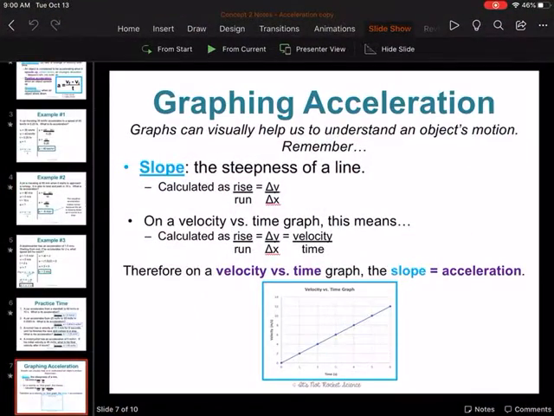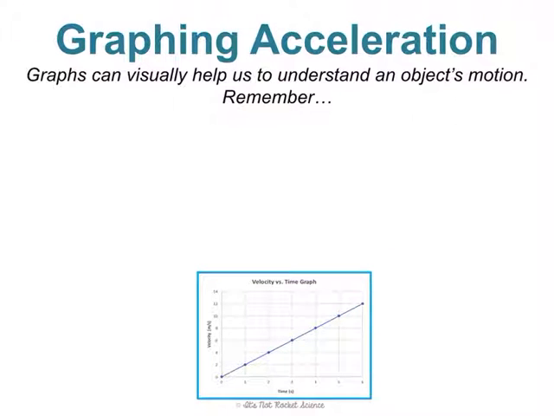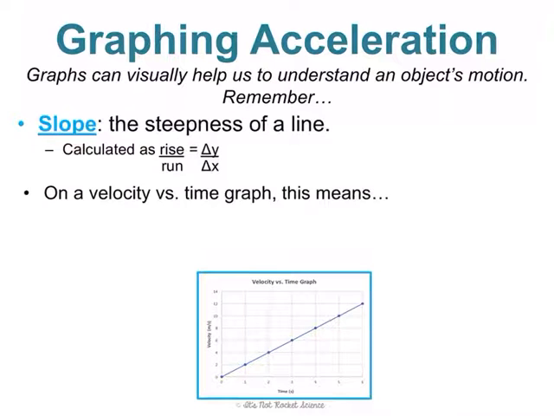Alright guys, so today we are going to start talking about what it looks like when we graph acceleration. So we've talked about distance versus time graphs already, but now we're going to talk about velocity versus time graphs. So in a velocity versus time graph, still remember the slope is still the steepness of the line, right? It's still rise over run, so the change in y over change in x.